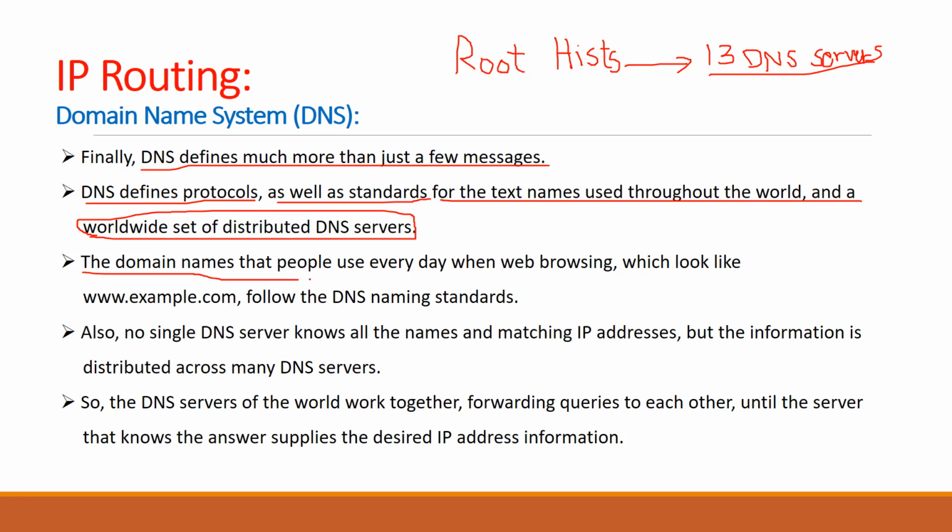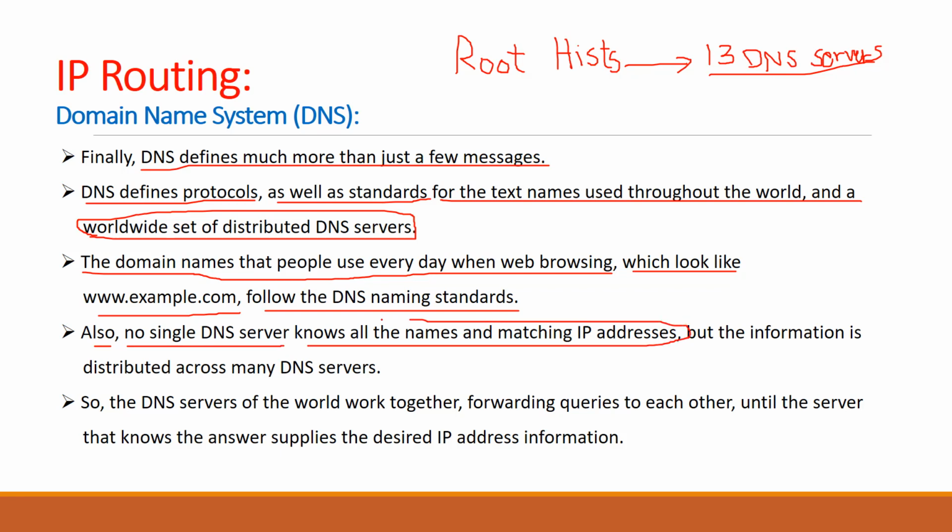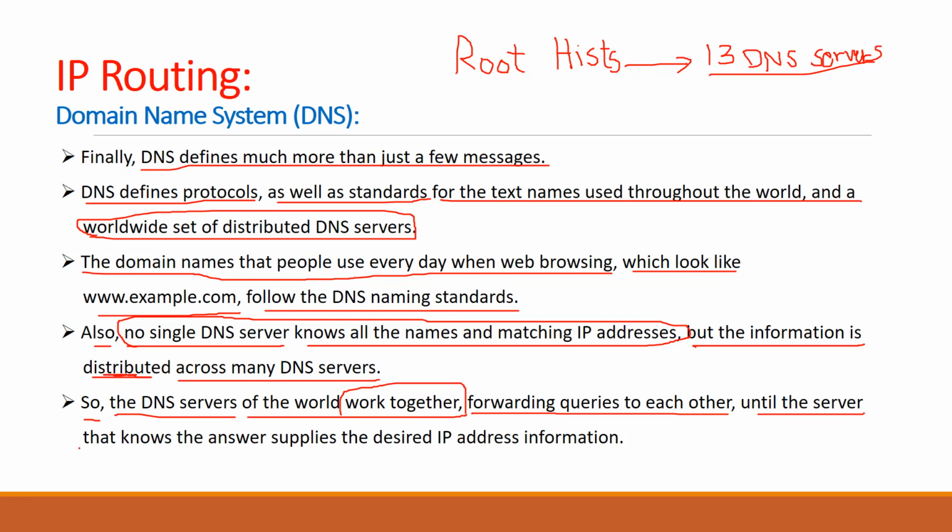The domain names that people use every day when web browsing, which look like www.example.com, follow the DNS naming standards. Also, no single DNS server knows all the names and matching IP addresses, but the information is distributed across many DNS servers. So, the DNS servers of the world work together, forwarding queries to each other until the server that knows the answer supplies the desired IP address.